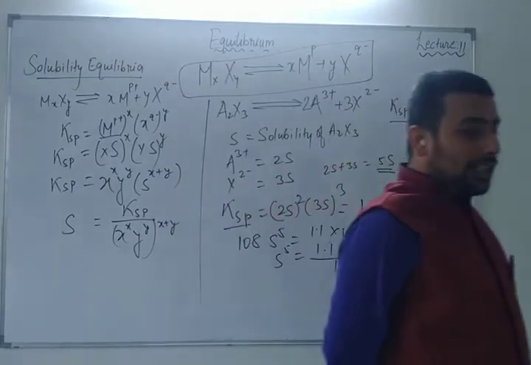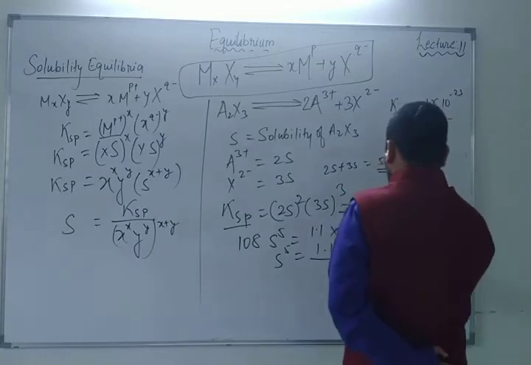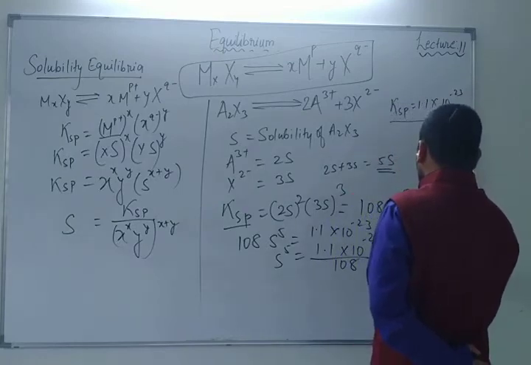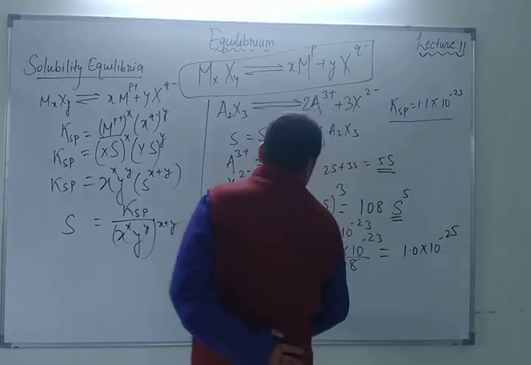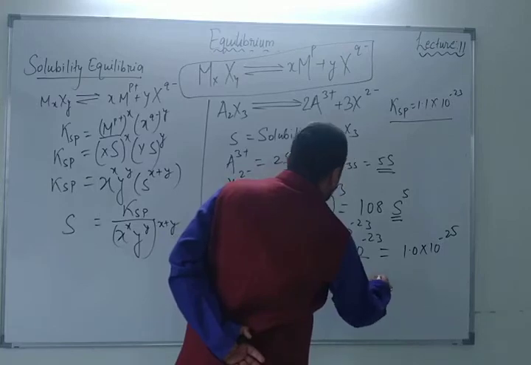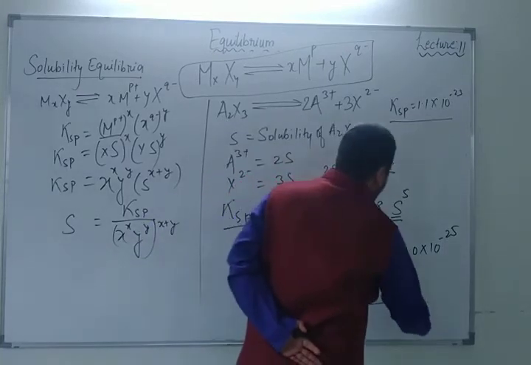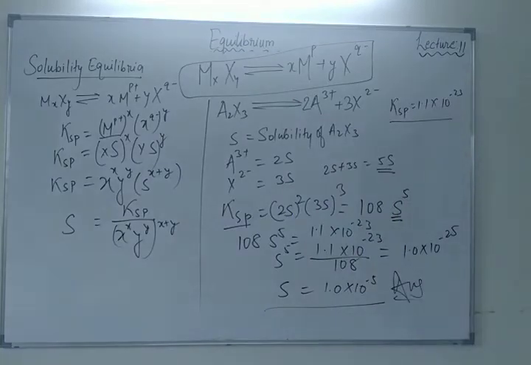If you divide this, then the value of s to the power 5 will be 1 into 10 to the power minus 25. So there are 5 here. So the value of s is equal to 1.0 into 10 to the power minus 5. So this is the value of the sparingly soluble salt's solubility. Hope all of you understand how to calculate it.